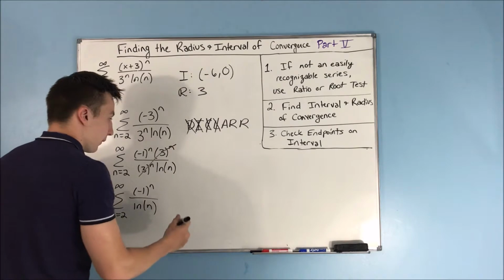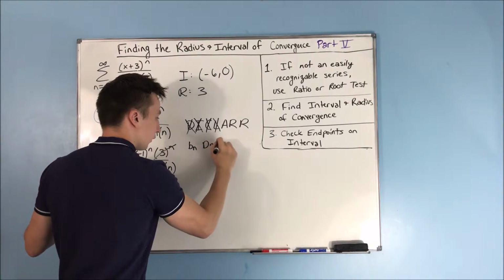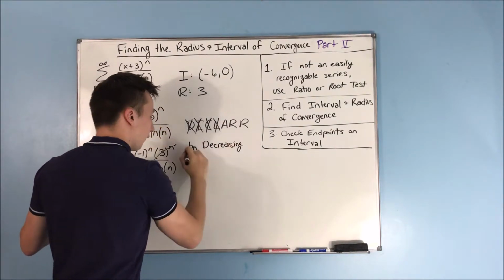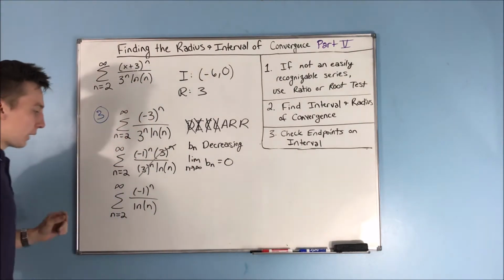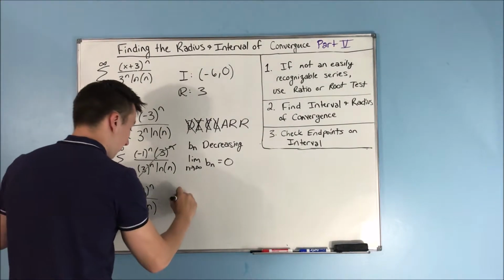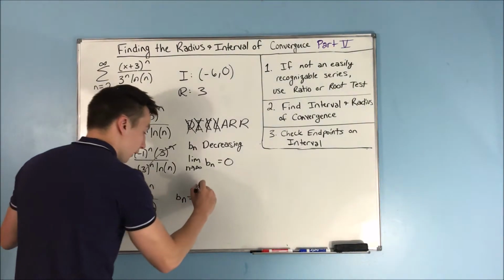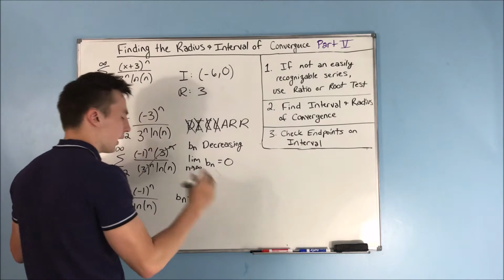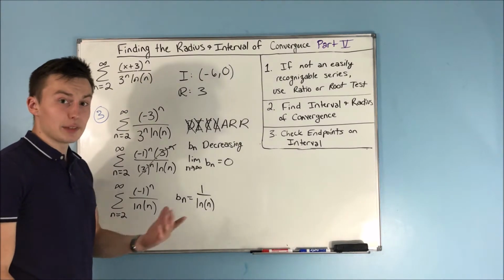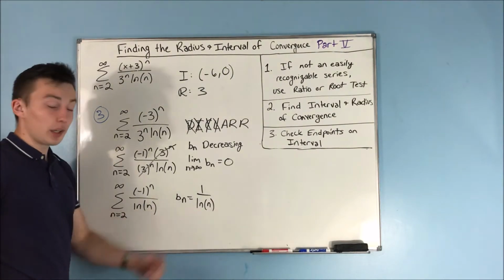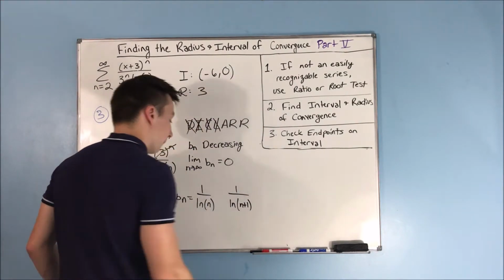We need to figure out if b sub n is going to be decreasing, and we need to figure out if the limit as n approaches infinity of b sub n equals 0. This is our a sub n, so what's our b sub n? We need to take out what's making this alternate, which is that -1 to the n. So our b sub n is just 1 over natural log of n. To see if this is decreasing, let's look at the next term in the series by plugging in n plus 1 for n, and that gives us 1 over natural log of n plus 1.